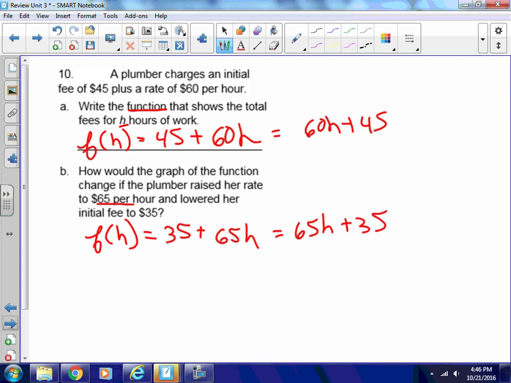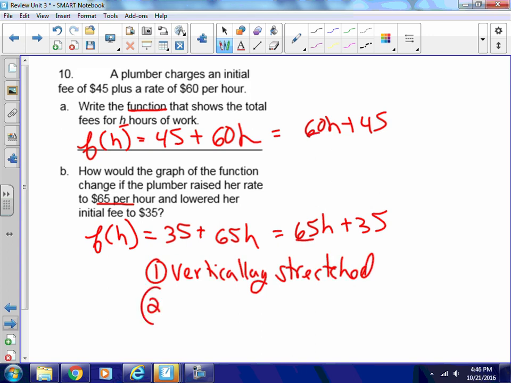And let's give a verbal description. This new situation is vertically stretched, because 65 is bigger than 60, and it is translated down 5 units. And I'm going to abbreviate.